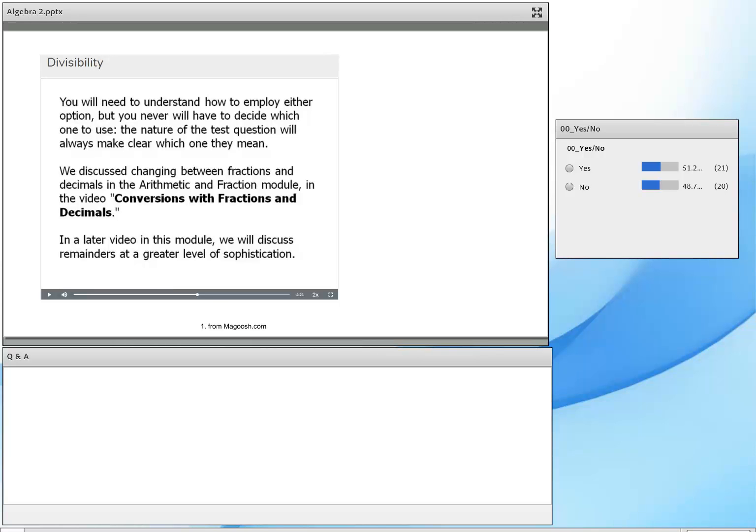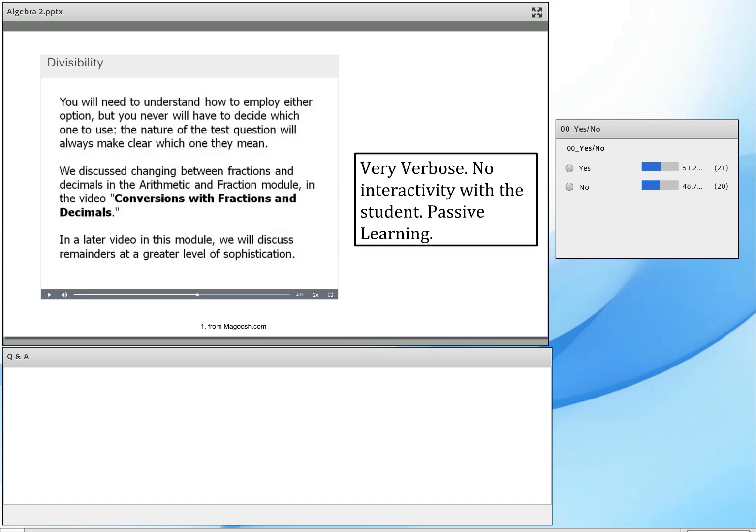Okay. By contrast, if you take a look at the divisibility concept on Magoosh, this is how it looks. Okay, it's almost like reading from a textbook. It's very verbose. There is no interactivity. It's a very passive learning environment.